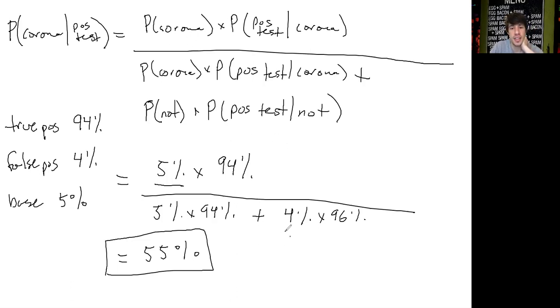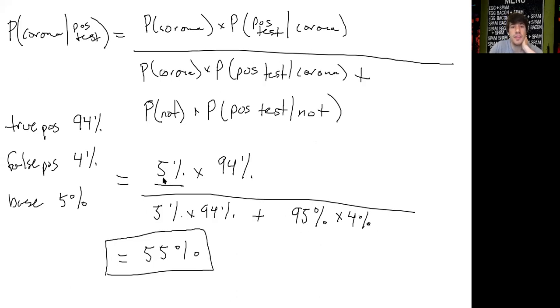Wait, something went wrong here. Sorry, that was supposed to be here. It's the other way. Okay, that was wrong. Okay, so it's 5% times 94% plus, let's write it this way, 95% times the 4%.